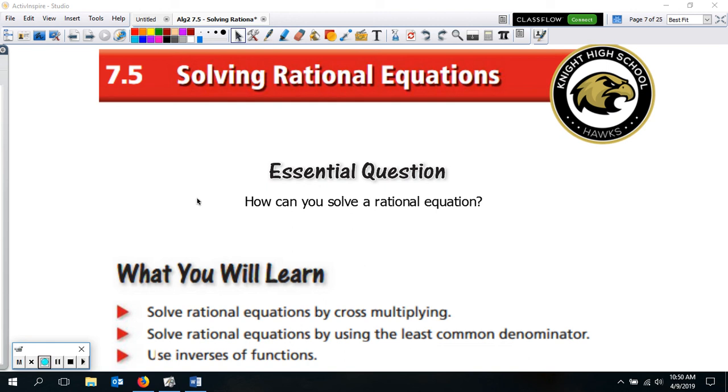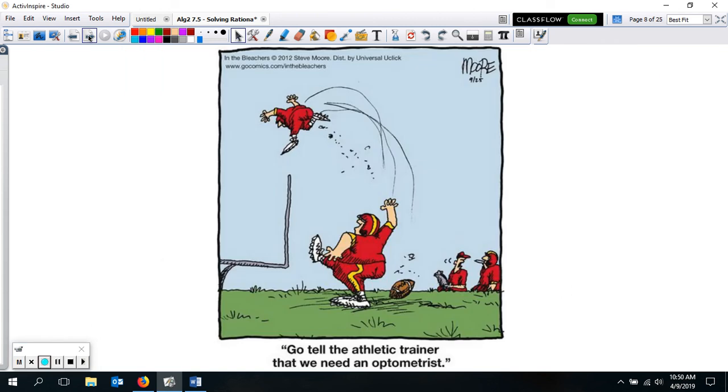All right, let's go ahead and get into just a little In the Bleachers cartoon to start us off. So you got the punter here as he's kicking the player that was holding the ball, and the coach is on the sideline over there. Go tell the athletic trainer that we need an optometrist. All right, in the bleachers. I guess it's not football season at this point, but still funny anyways.